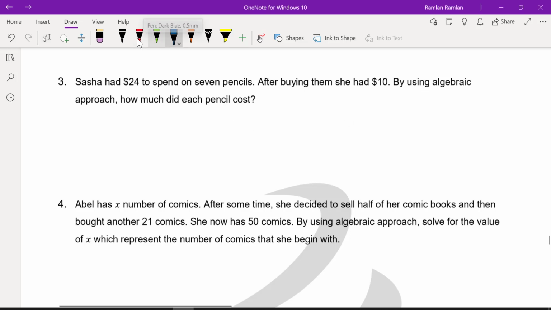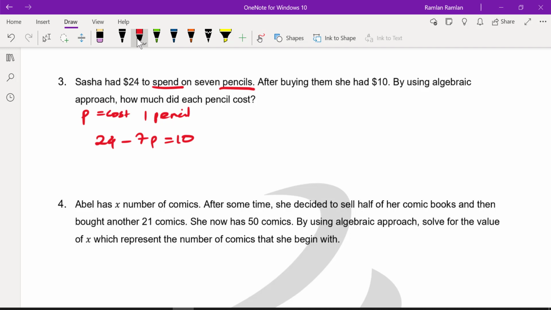So example here, guys. Remember that if you don't know the value of a number, denote that as a variable. It can be x, y, z, a, b, c. It's up to you, actually. For this one, because we're talking about 7 pencils, let's say p is the cost for 1 pencil. Which means that if I have $24, and then I spend it on 7 pencils, then I'm going to subtract 7p. And after buying that, she had $10, so that's the remaining money, right? So in here, this is the algebraic equation.